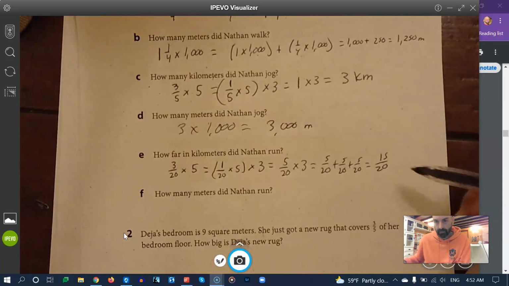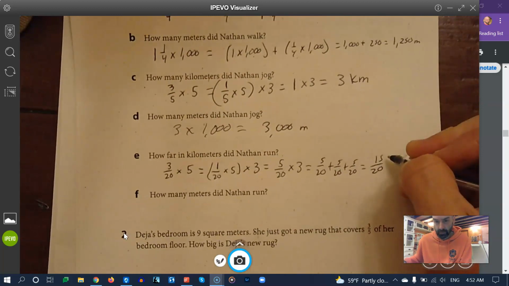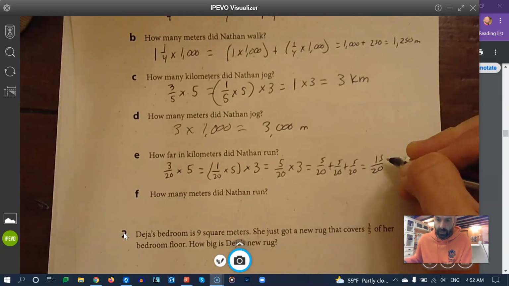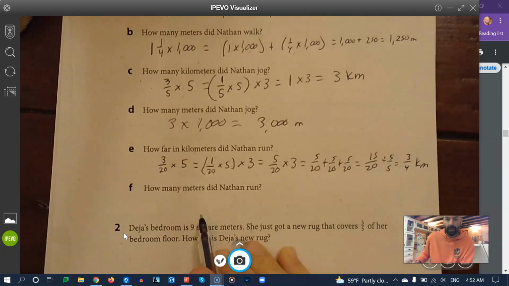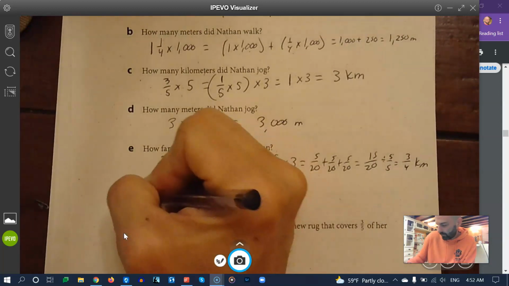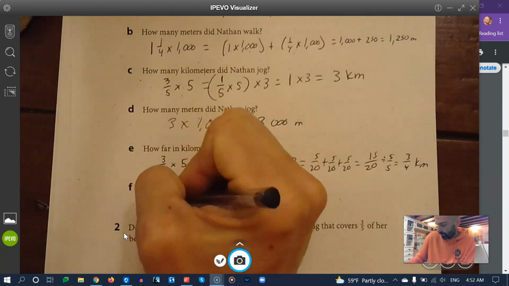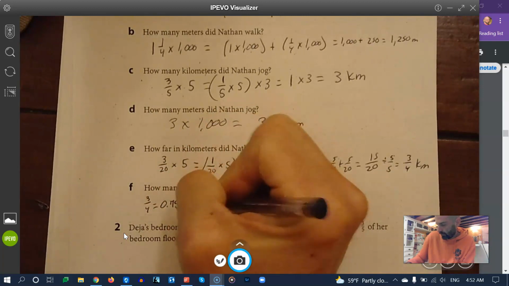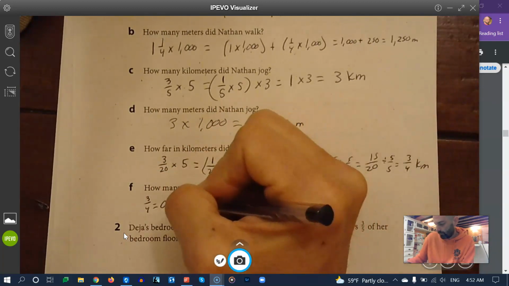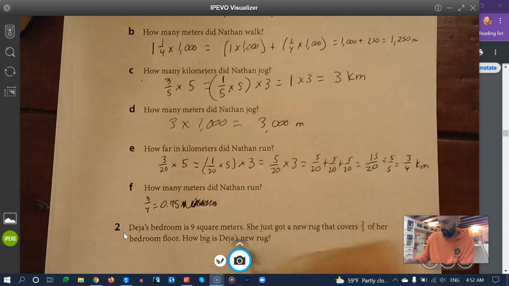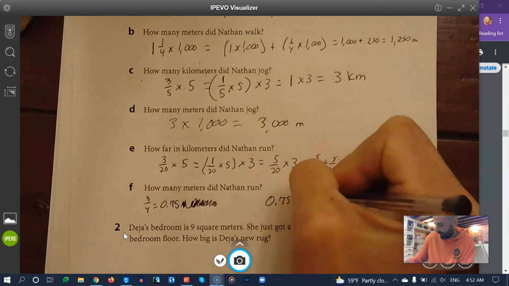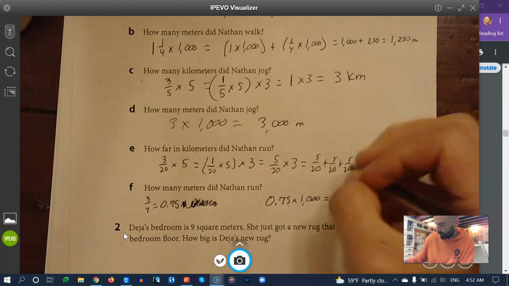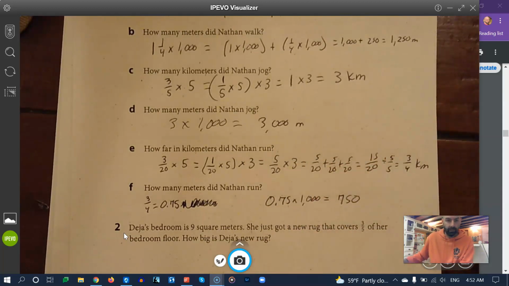So that means there was 3/4 left over, which is what 15/20 is, because if we divide each one by 5, if we divide this by 5 over 5, that gives us 3/4 of a kilometer. How many meters did Nathan run? Well, I know 3/4 equals 0.75 times 1,000. Oops, let's do math correctly, Mr. Wright. So we have 3/4 equals 0.75. So 0.75 times 1,000, my digits are going to shift over 3 spots to give me 750.